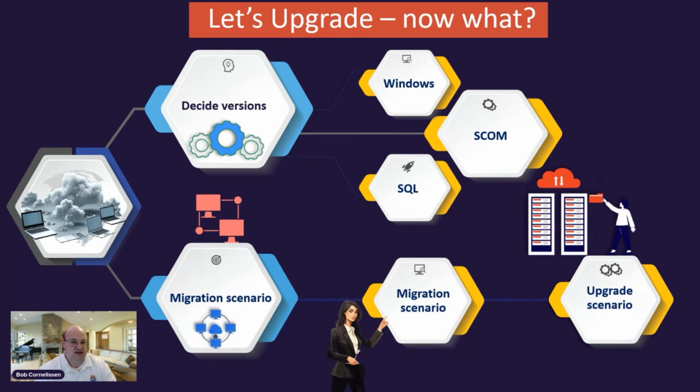Now we need to decide on how to get to that new version, or in short, our migration scenario. So do we have to do a side-by-side migration by setting up a new SCOM and then moving everything across to it? Or can we do an in-place upgrade from the current setup to a higher version?